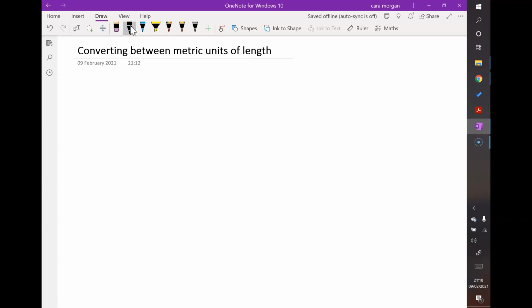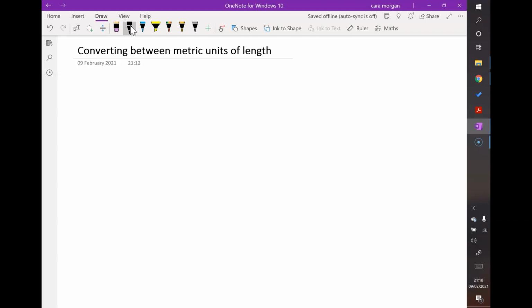Hello Year 8, thank you ever so much for completing my quiz during the lesson yesterday. It made me realise that we need to really take a bit of a step back and do lots and lots of skills practice on converting between different metric units of length.